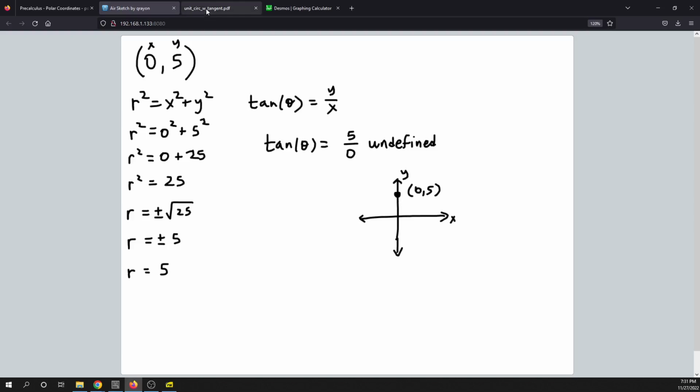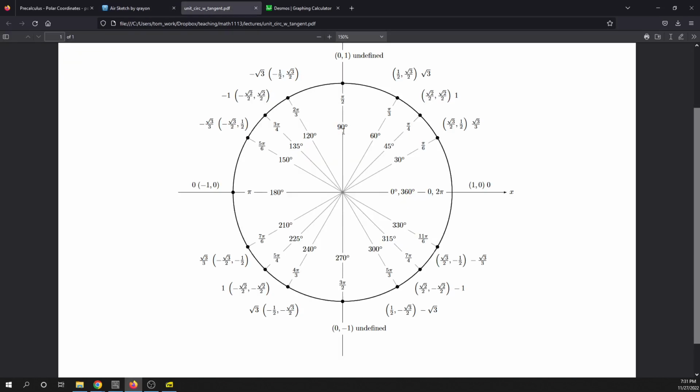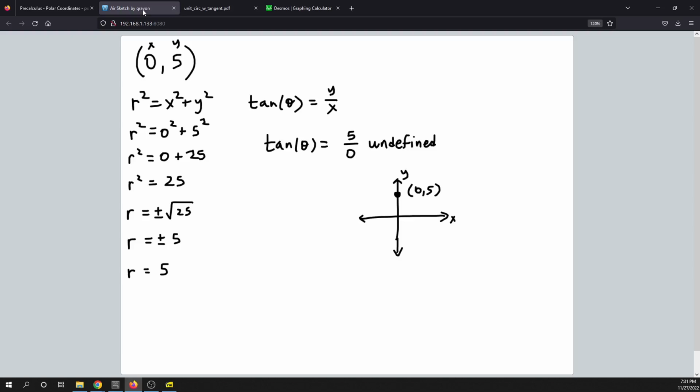So for our two choices, the clear choice between pi over 2 and 3 pi over 2 is pi over 2 because our point is located up here. So in this example, theta equals pi over 2. All right, so the polar coordinate representation satisfying those properties, that r is positive and theta is between 0 and 2 pi, would be 5 comma pi over 2.